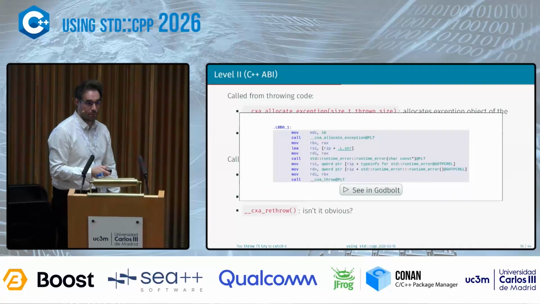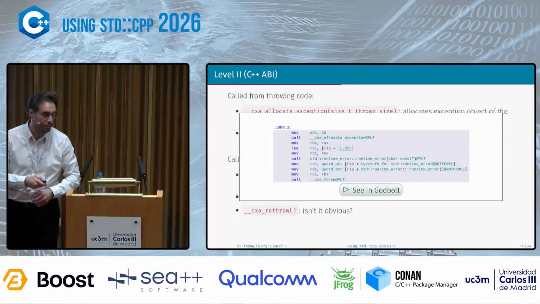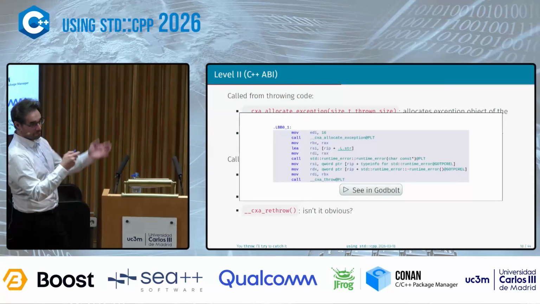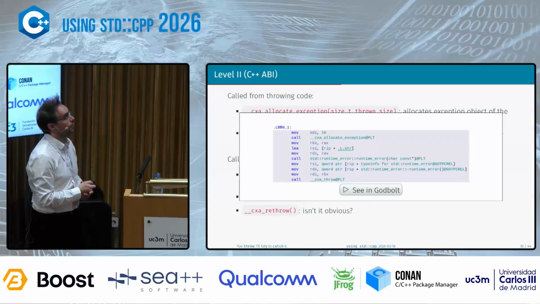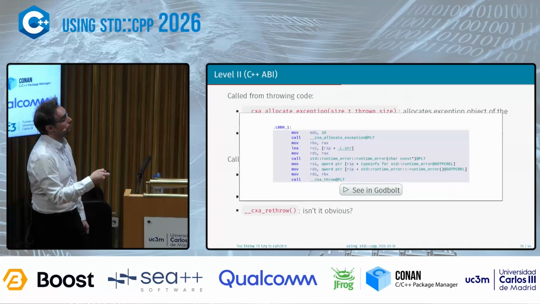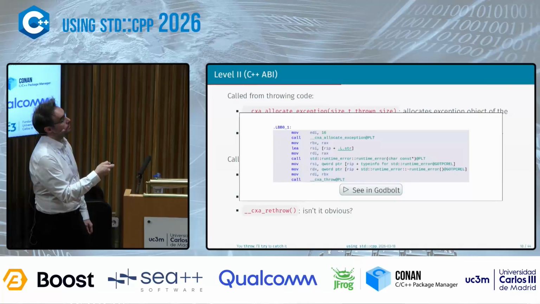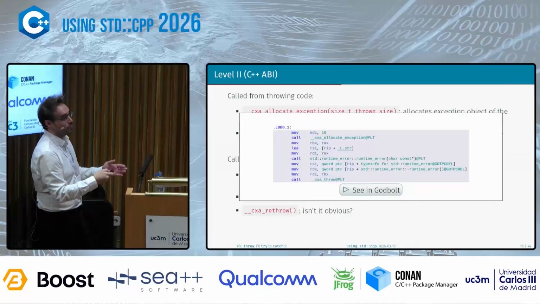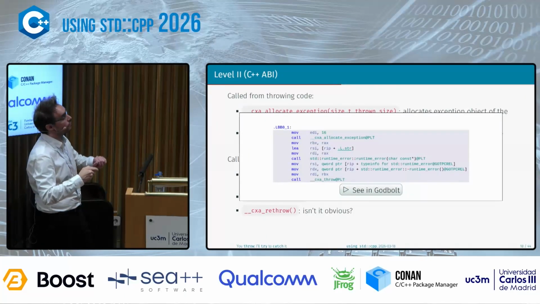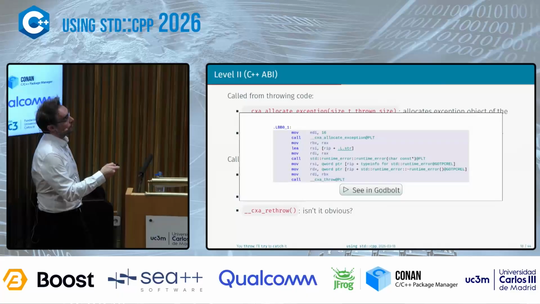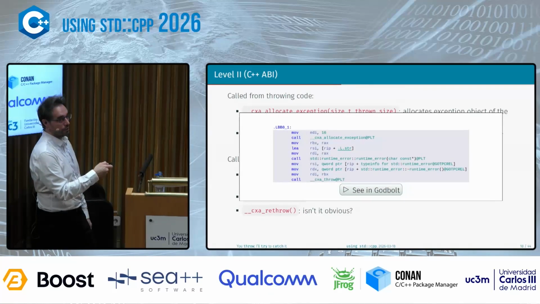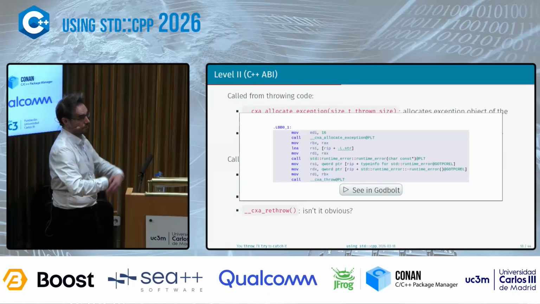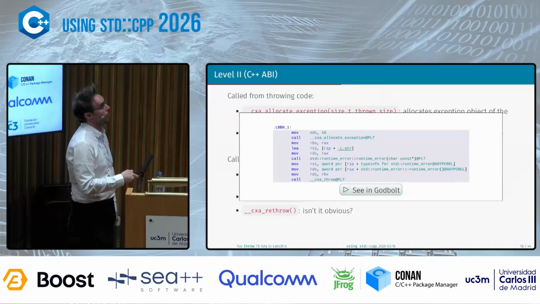This is how it looks to throw an exception. If you look at it in Compiler Explorer, you can use my example, you can use your own, but you will see that throwing an exception looks like this. There is a call to CXA allocate exception, in which, as I said, we allocate enough space for the object that we are going to throw. Then we construct an object in place in the buffer that this thing allocated for us. And then there is the actual CXA throw call, which starts the actual throwing and unwinding process.